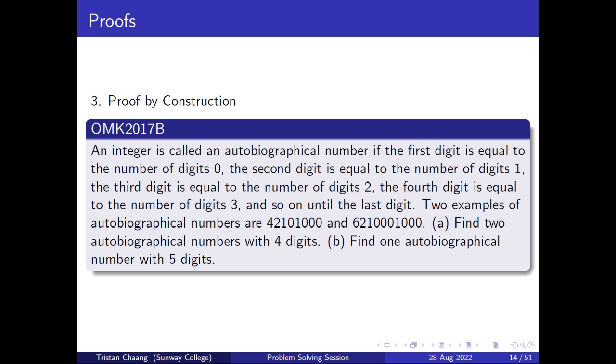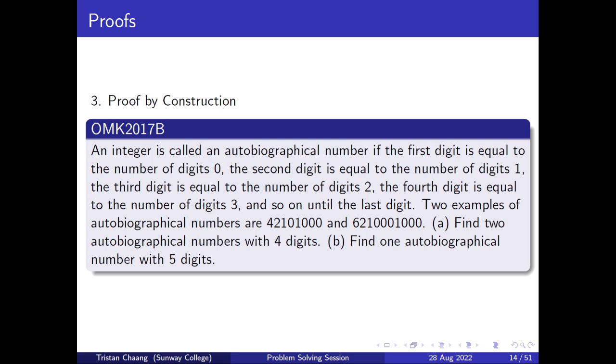So the question here is to find two autobiographical numbers with 4 digits and find one autobiographical number with 5 digits. So they don't want you to find a 9-digit one like what they gave, but they want you to try the easier version of 4 digits and 5 digits. So there's no fixed way to tackle this problem, right? It looks like a problem of trial and error, which it is.